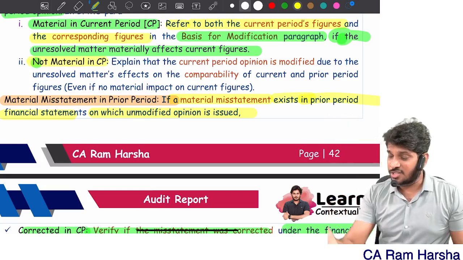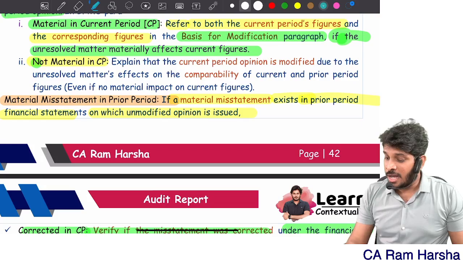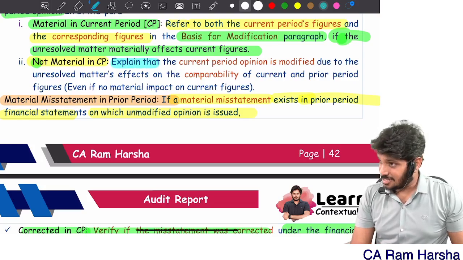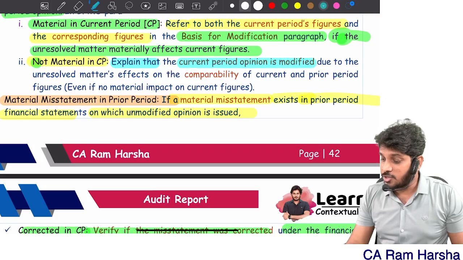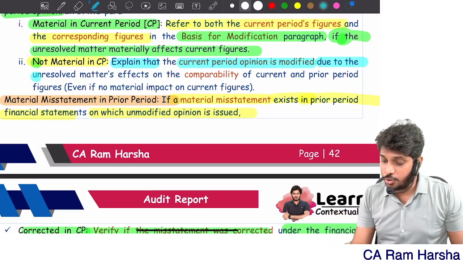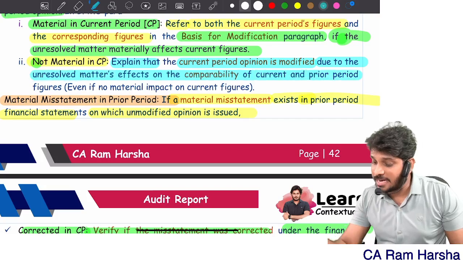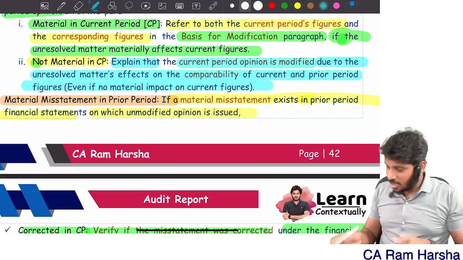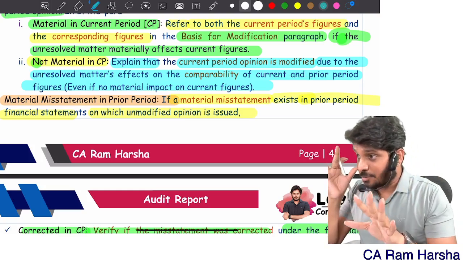But in the current year it is not material. Explain that the current period opinion is modified due to the unresolved matter's effect on comparability. Actually, on the current period I am not modifying, but I will give a modified opinion here also.